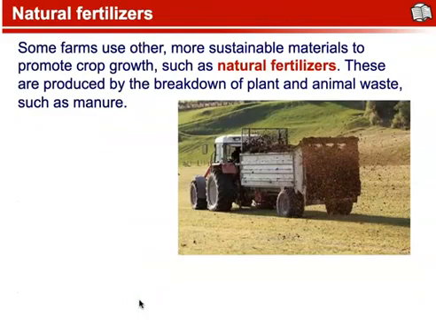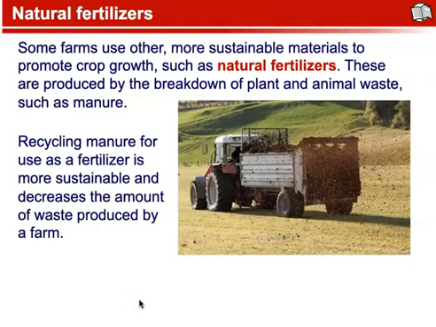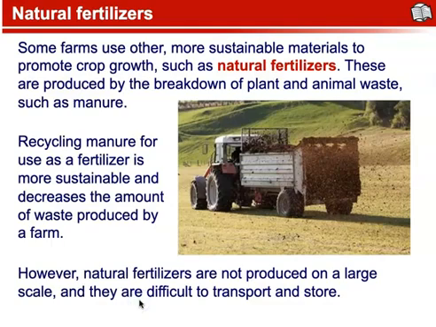Natural fertilizers. Some farms use other, more sustainable materials to promote crop growth, such as natural fertilizers. These are produced by the breakdown of plant and animal waste. One example is manure. Recycling manure for use as a fertilizer is more sustainable and decreases the amount of waste produced by a farm. However, natural fertilizers are not produced on a large scale, and they are difficult to transport and sort. Natural fertilizers are cheaper than artificial fertilizers. However, they require more manual labor to produce and store.